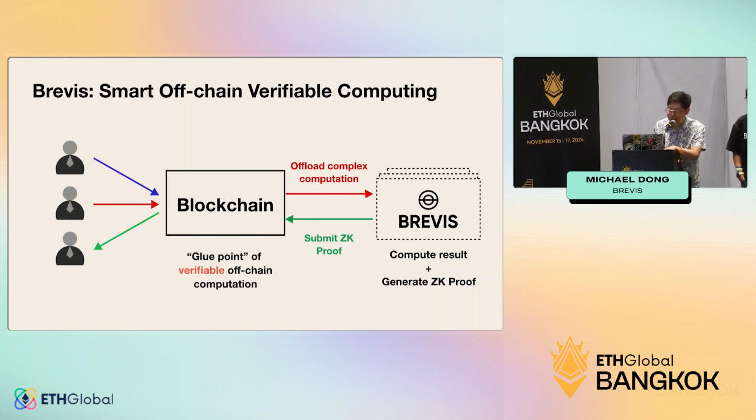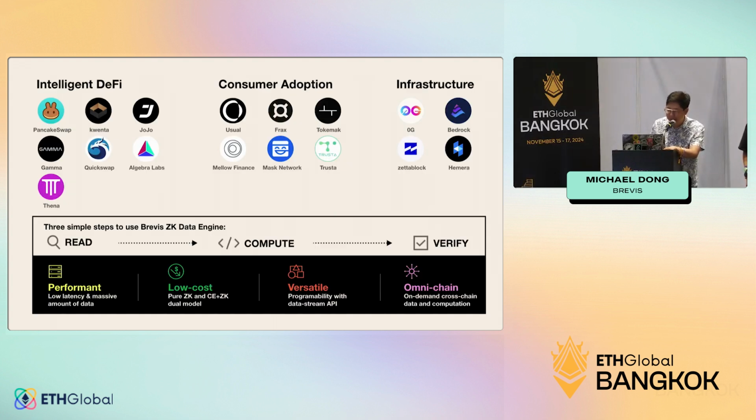Most of the computation happens off-chain, and the blockchain instead becomes a glue point of verifiable computation resources. What this means is that you can expand and scale blockchain computation to an infinite level, because the blockchain itself is a single-threaded computer that can only run one application at a time. There's no way to do parallel processing. We built something called a ZK Coprocessor as our first flagship product.